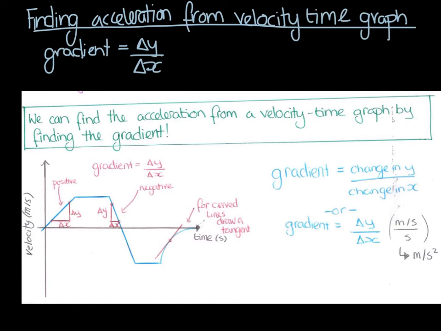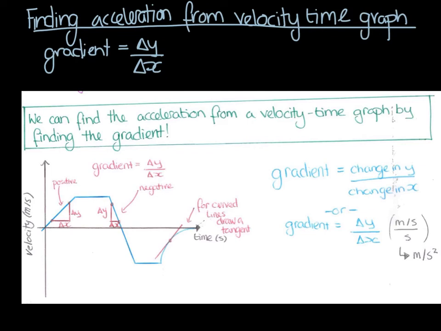Now we looked at calculating the gradient of a line in the previous lesson, but just some quick notes to remind us. We need to draw our triangle in between 2 points, find the change in y, read it off the scale, find the change in x, read it off the scale, find our ratio between those two, and then remember to add units of metres per second squared.